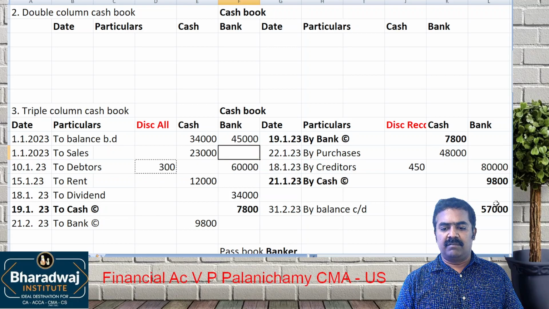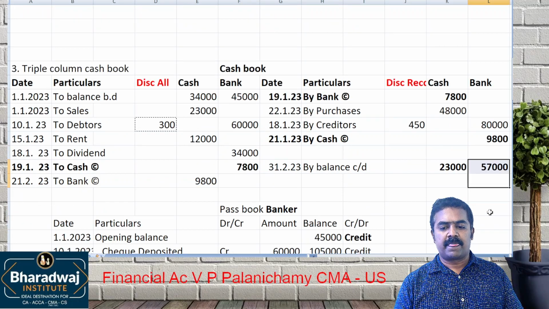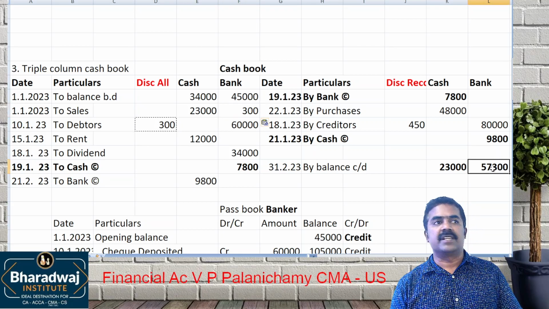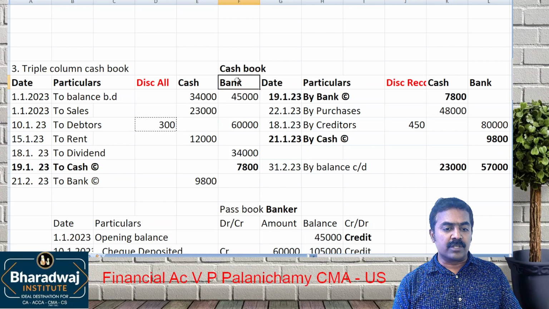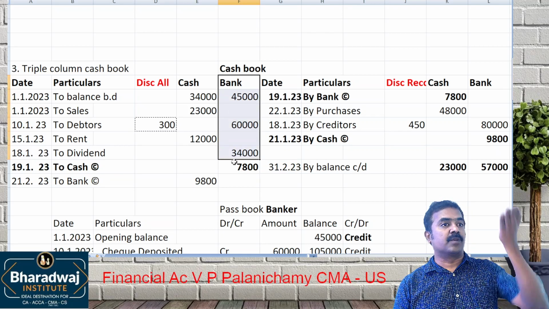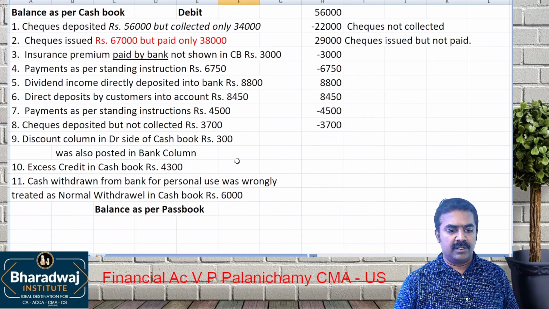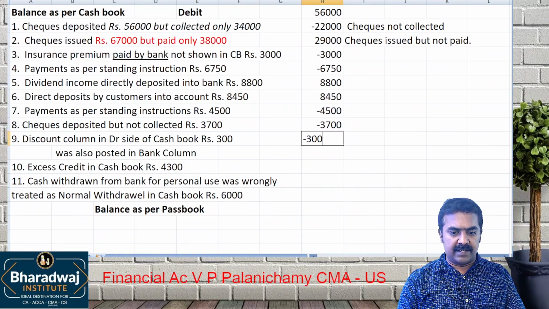For example, without the discount, what is the balance? 57,000. When I post this discount of 300, it will become what? 57,300. So when I post the discount also in the bank column, the balance would have been added. We have wrongly added it. So what should we do? Minus 300.